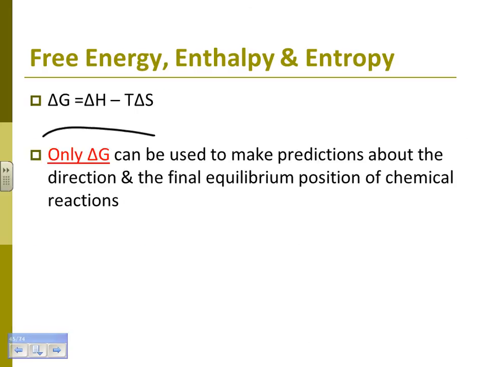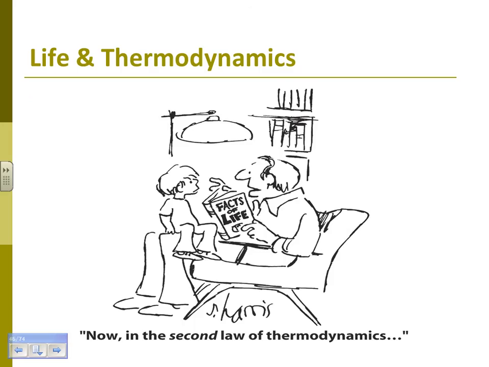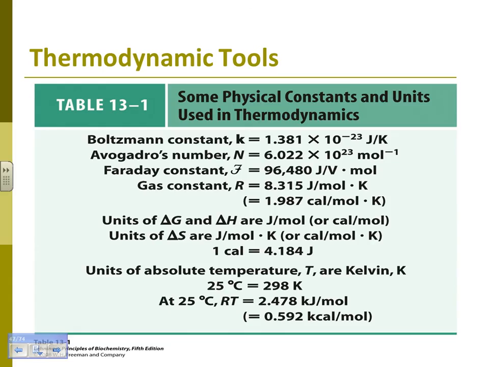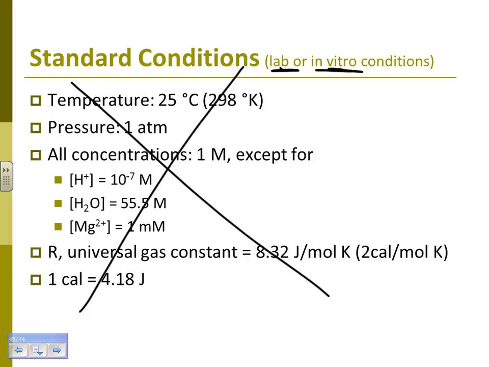This comes up quite frequently, so make sure you know only change in G can be used to make predictions about the direction and the final equilibrium position of the chemical reactions. Don't worry about it. Maybe know that lab is in vitro, and anytime it's in life or in humans specifically, it's in vivo.